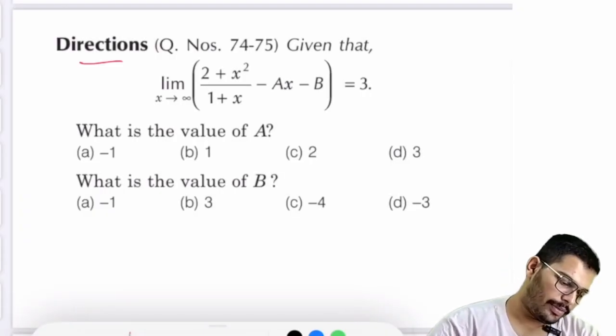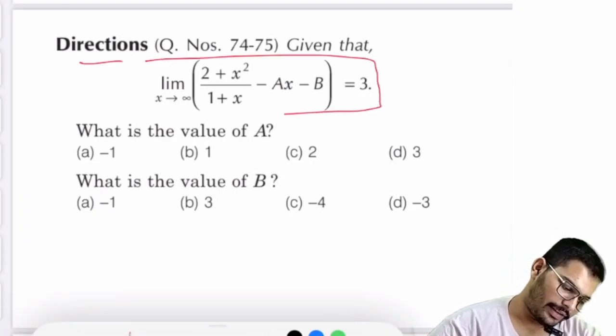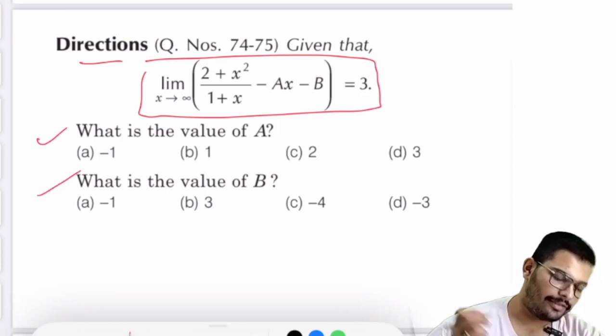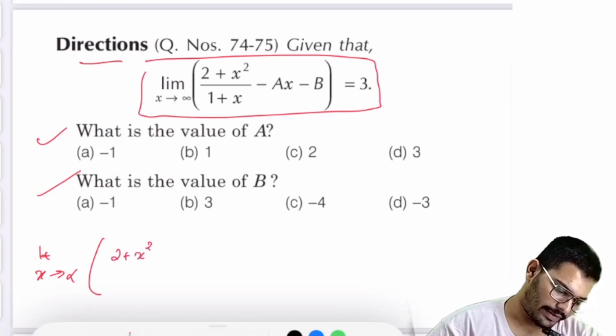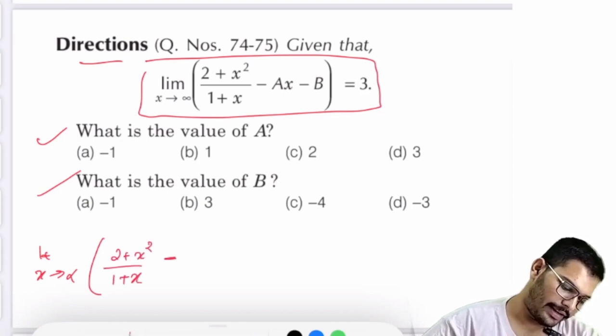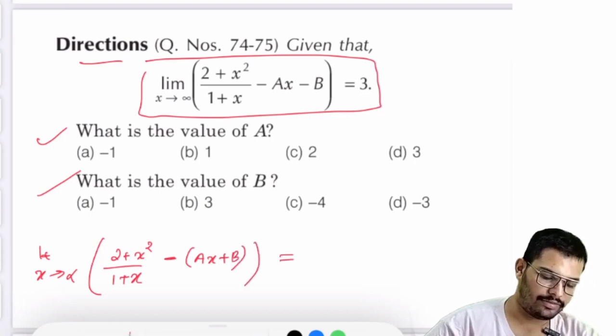This question has two parts. Given that we have a direction here, we need to find the values A and B. This question is: limit x tends to infinity of 2 plus x square divided by 1 plus x, minus of ax plus b, equal to 3.